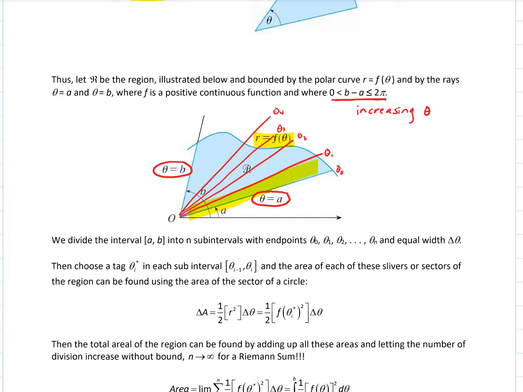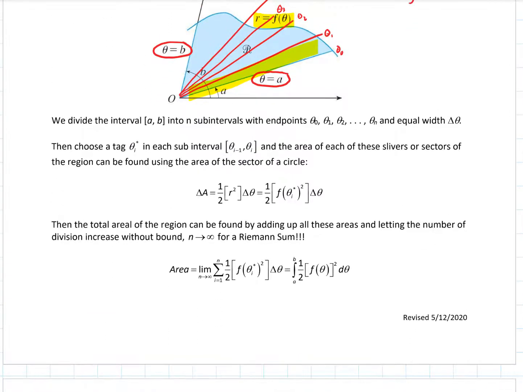Okay, and so the area of the sector of each little subinterval is going to be 1/2 f of theta sub i star, the tag we pick on that interval to represent the radius, squared, delta theta. I'm sorry, delta x is delta theta. And then the total area, of course, is a Riemann sum, and we take the limit as n goes to infinity of that Riemann sum, and it becomes an integral. And so here is kind of the meat of our area formula.